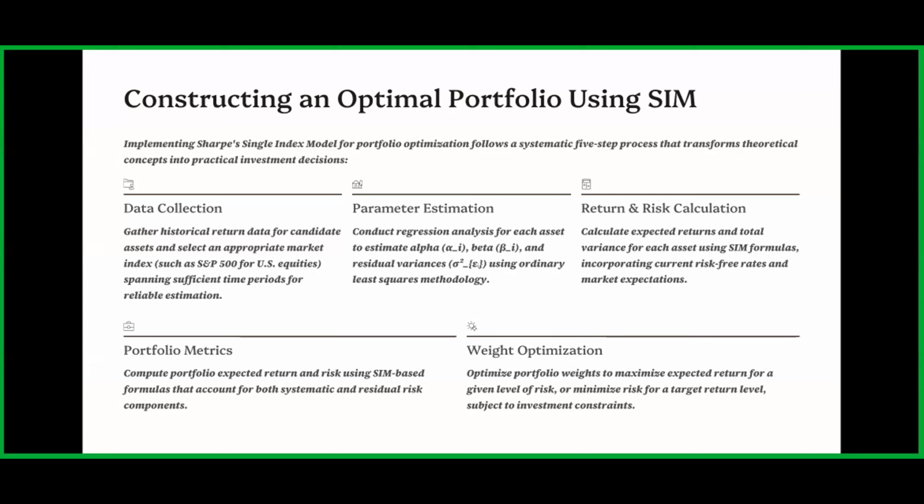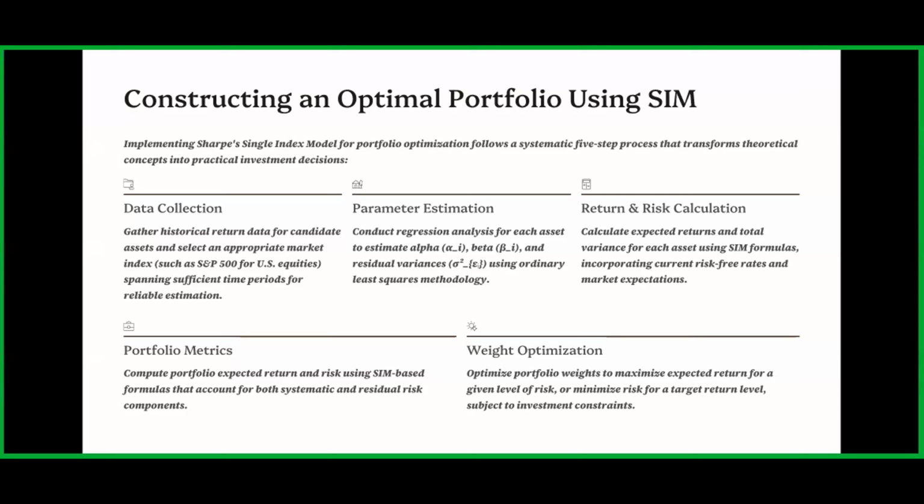Then parameter estimation: we conduct the regression analysis for each asset to estimate the alpha, beta, and the residual variances. After collecting this financial data, we calculate the alpha and beta for each company. Beta is the systematic risk and alpha is the return that we are getting on that investment. The third one is the risk and return calculations.